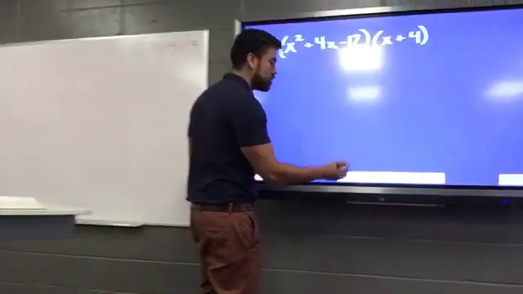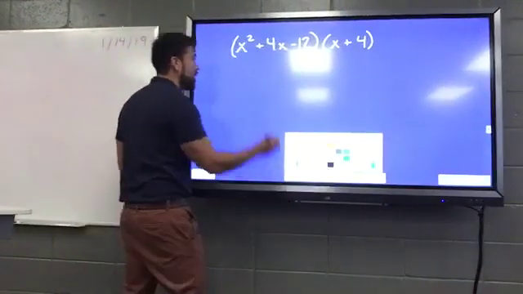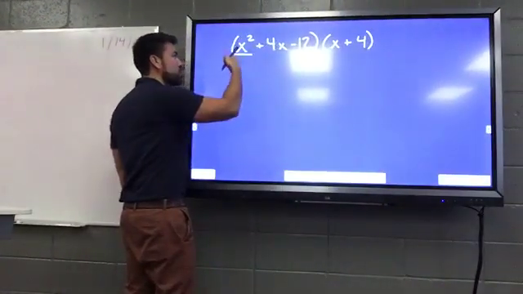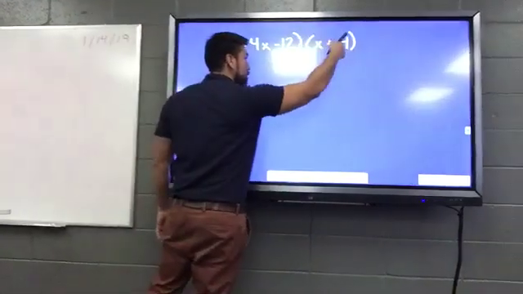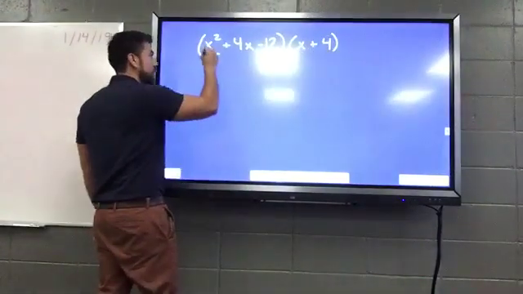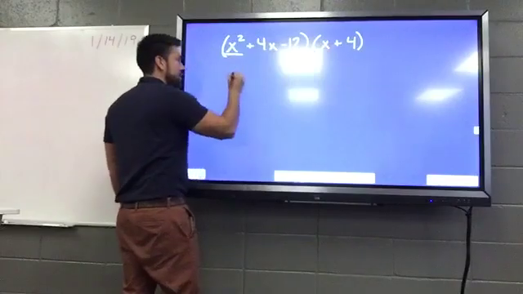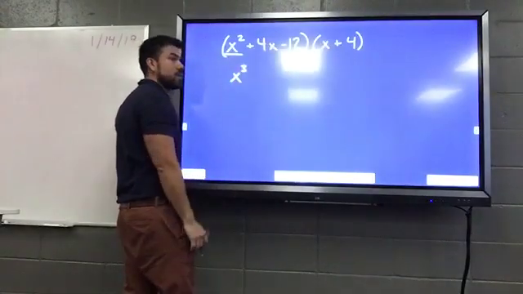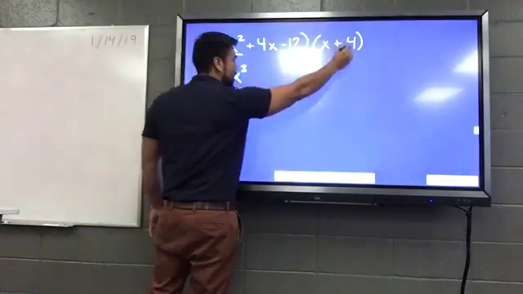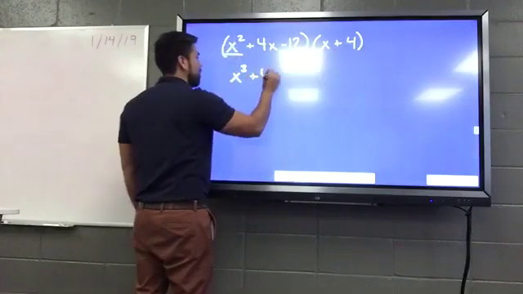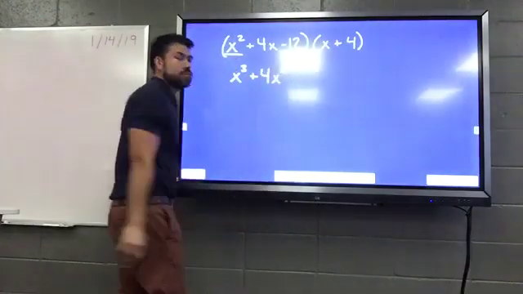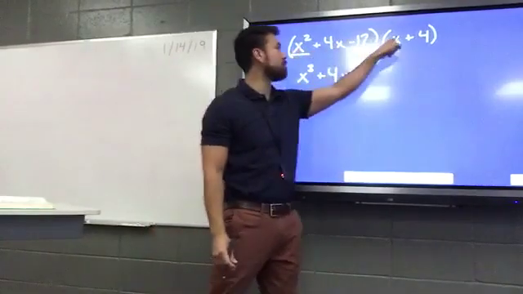Okay, ready? The distributive property looks like this on this problem. You're going to multiply the first term here by both of those terms in the other polynomial. What's x squared times x? X cubed, x to the third. What's x squared times 4? 4x squared. So all I did is multiply that term by both of those.